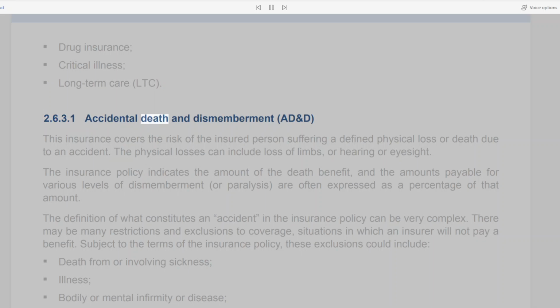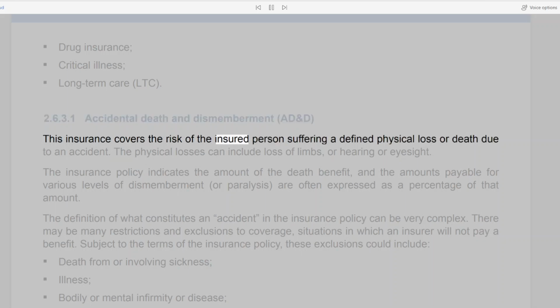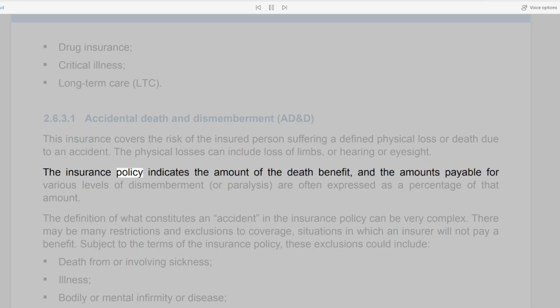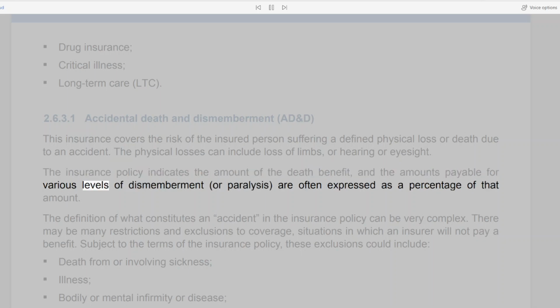2.6.3.1 Accidental death and dismemberment, AD&D. This insurance covers the risk of the insured person suffering a defined physical loss or death due to an accident. The physical losses can include loss of limbs, or hearing or eyesight. The insurance policy indicates the amount of the death benefit, and the amounts payable for various levels of dismemberment or paralysis are often expressed as a percentage of that amount.